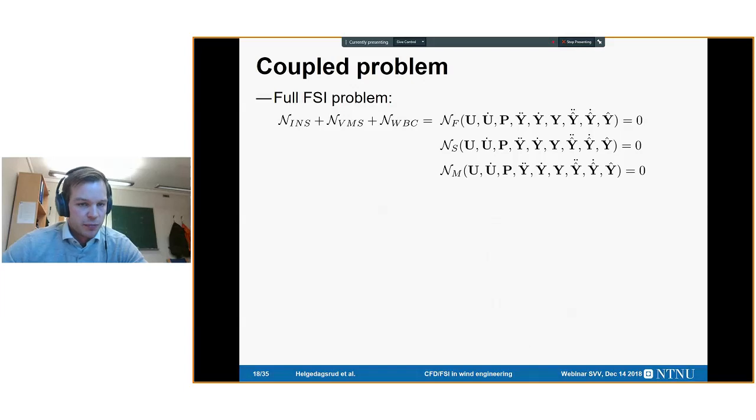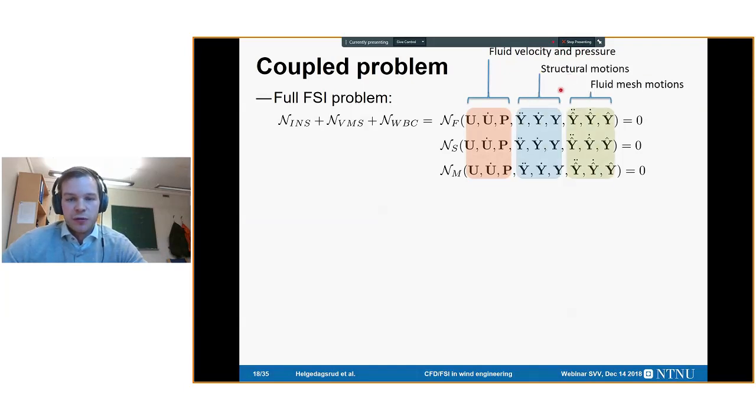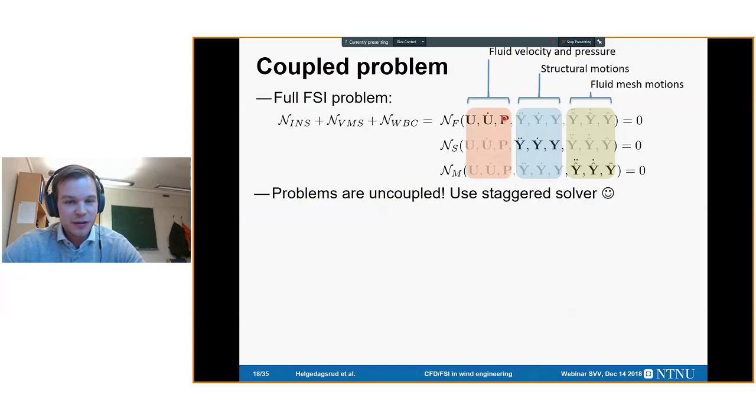We now have our sub-problems collected in these operators. And all of these are in general dependent on the fluid velocities and pressure, structural motions, and the motions of the fluid mechanics interior. And as it turns out, most of these terms are exactly 0 or approximately 0. So we can take them out and we get this nice diagonal structure. It's uncoupled and we can use a staggered solver.